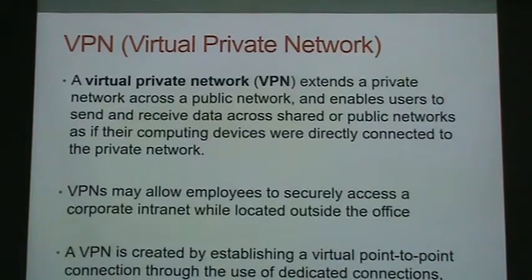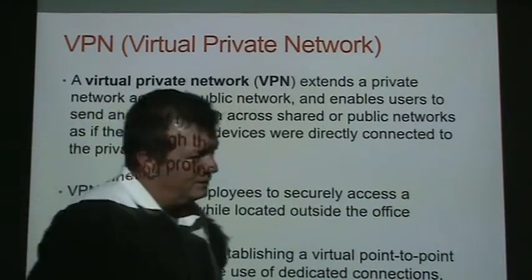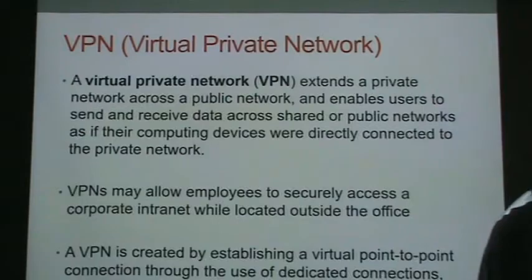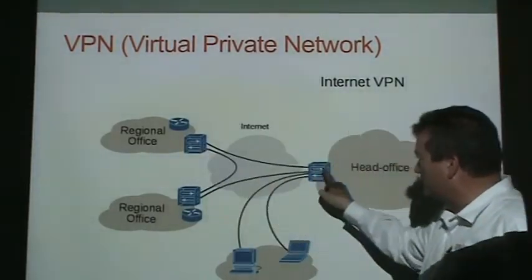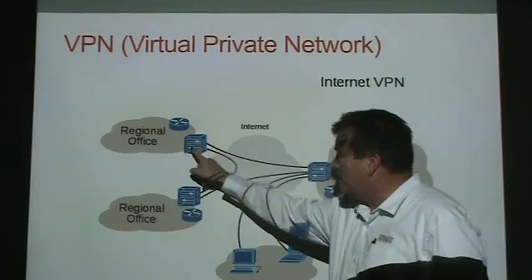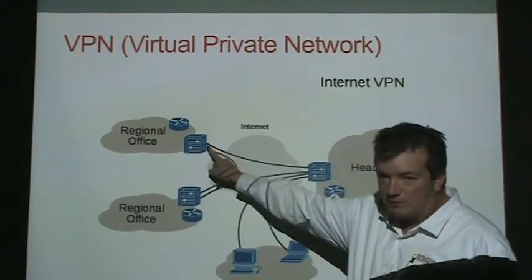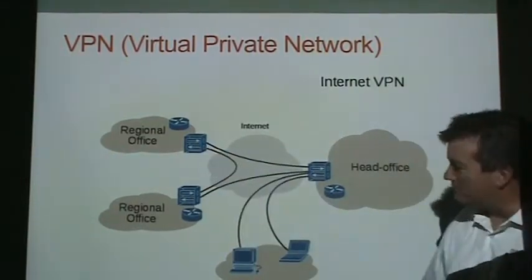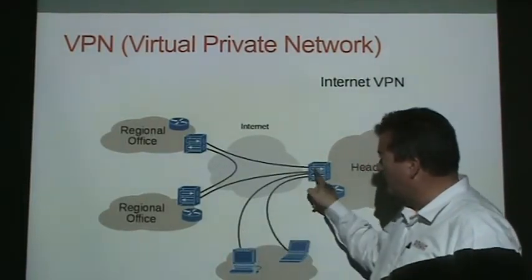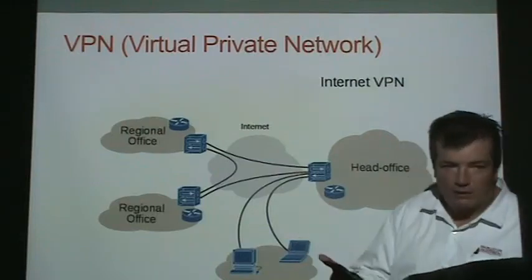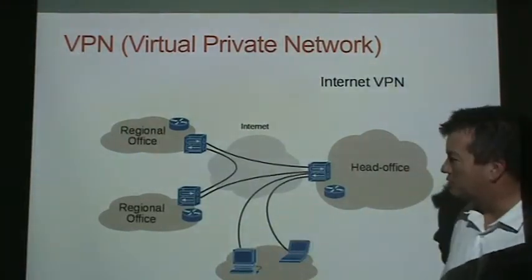A VPN is created by establishing a virtual point-to-point connection through a dedicated connection. So basically, it's not like communicating through the internet. These connections can only be understood by this machine and this machine. So there's heavy encryption too. We talked about encryption earlier in the course, but we could have encryption where the decrypting algorithm runs very quickly because it's not a strong encryption.